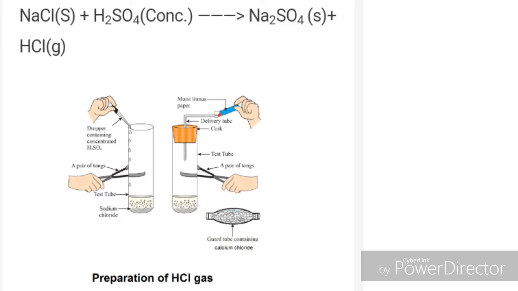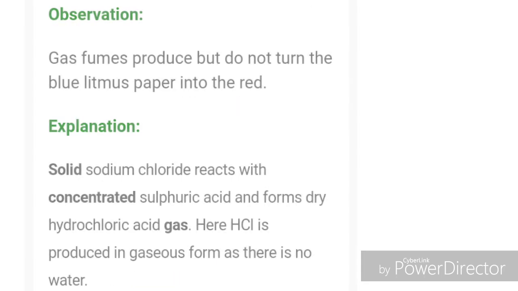Sulfuric acid reacts with sodium chloride to form sodium sulfate, and hydrogen chloride gas is liberated in this chemical process. In this experiment, the hydrogen chloride gas which is liberated from the test tube will not turn blue litmus paper red in color. The reason is solid sodium chloride reacts with concentrated sulfuric acid and forms dry hydrogen chloride gas.